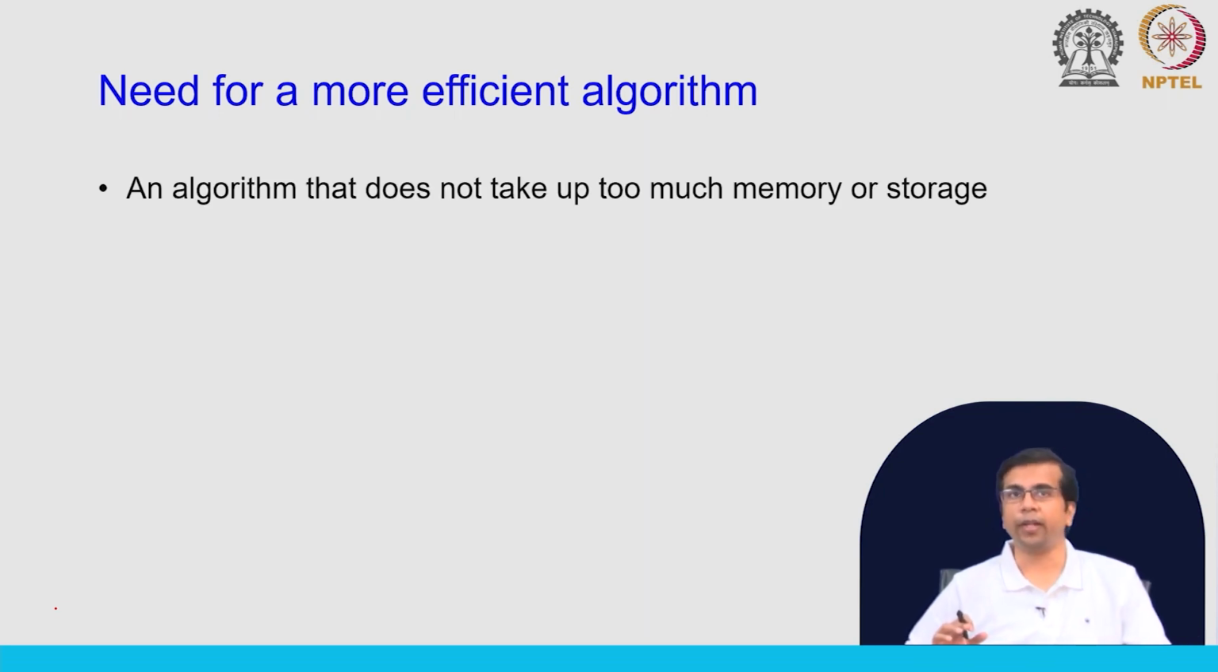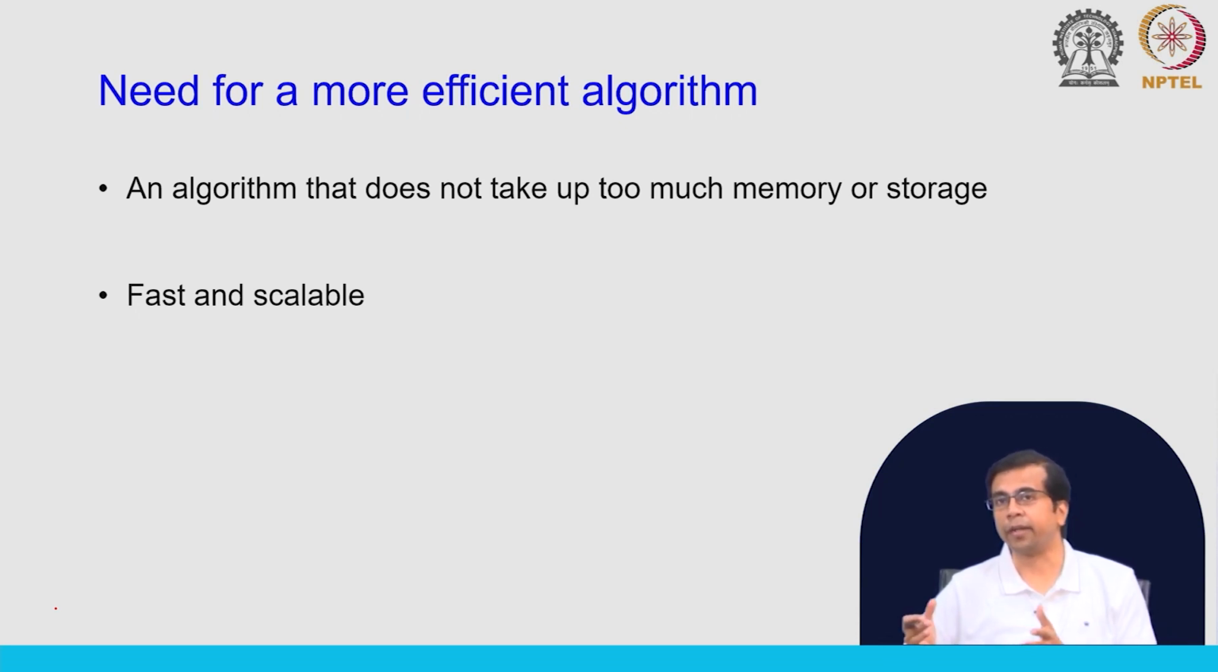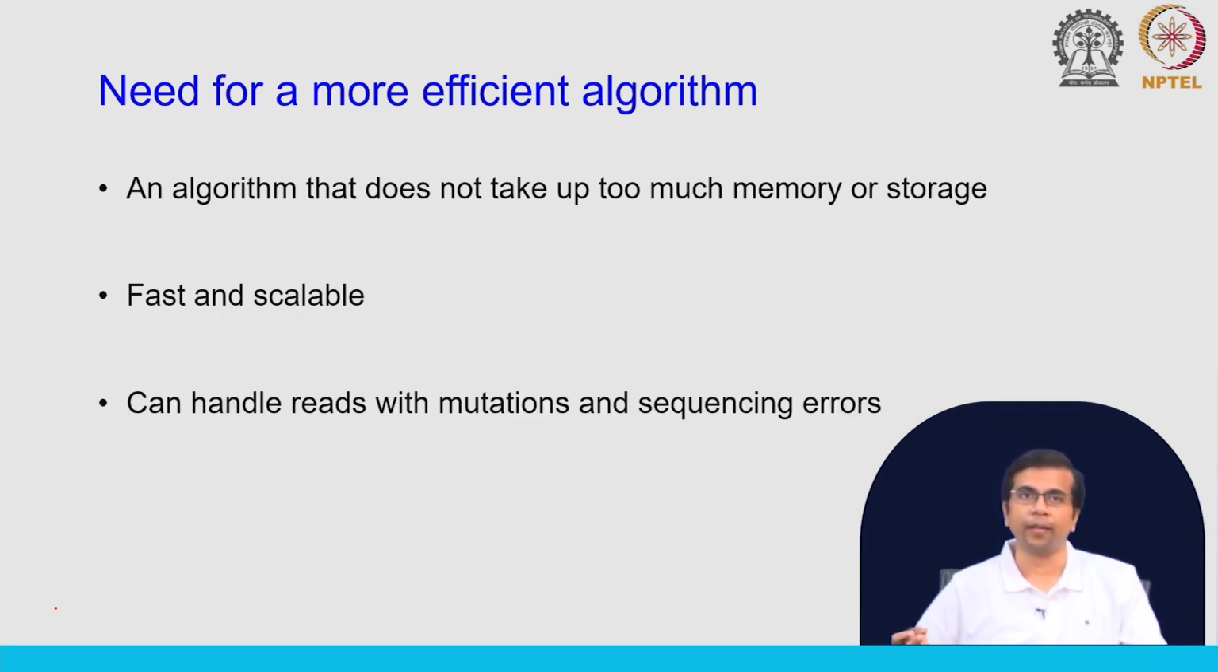So, what we need, this is kind of like the wish list. We need an algorithm that does not take up too much memory or storage, like the earlier ones, so we can run it on our desktop or even a laptop. It should be fast and scalable. If you are dealing with billions of reads, it should not be a problem. It should be able to complete the mapping within a reasonable amount of time.